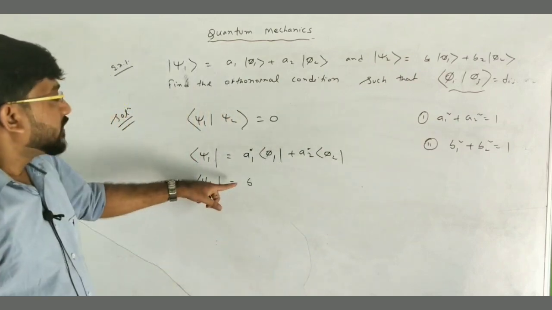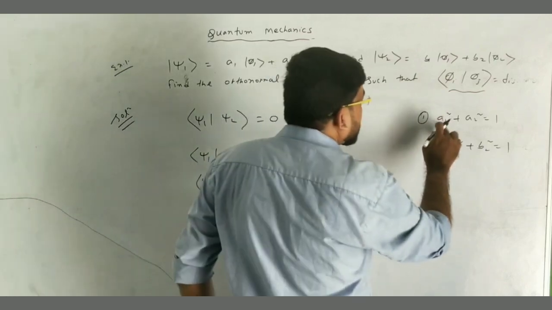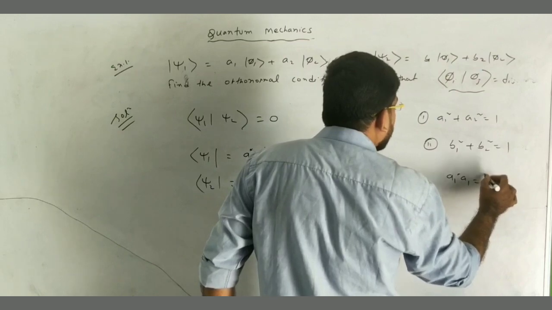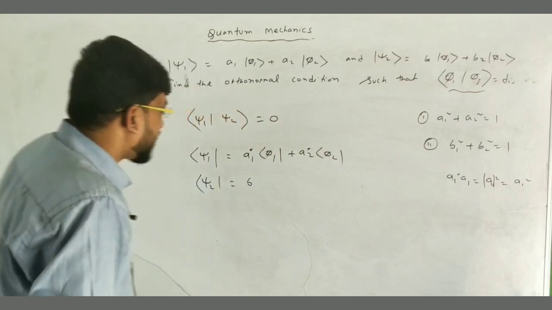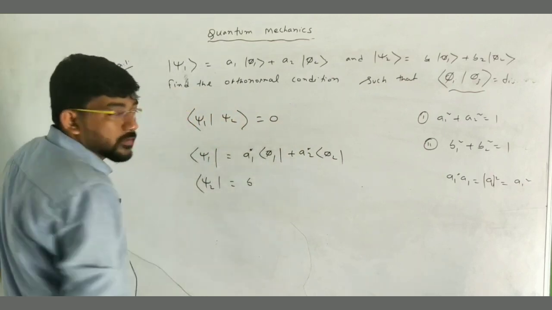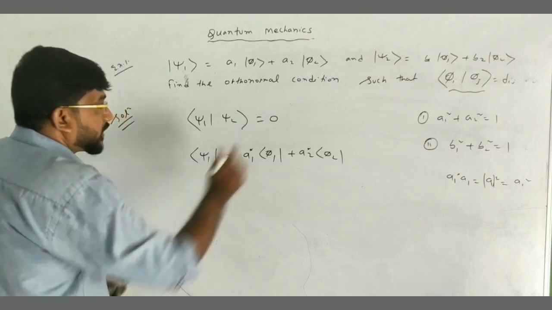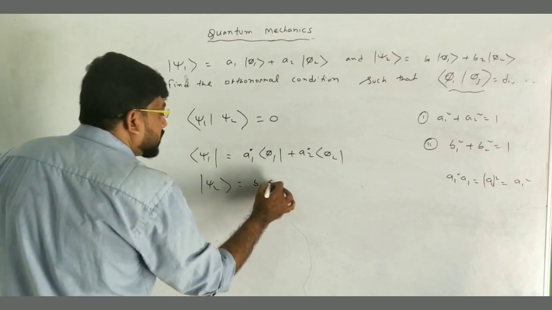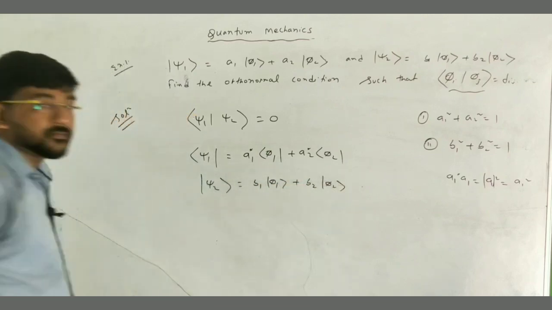But here you can see these two are different, not the same, because here you get a1 star into a1, that is nothing but mod a1 square. So, that you can simply write as a1 square, but here you can't. So, you have to write the complex conjugate for the bra vector. So, a1, a2 will be complex numbers, but for the ket vector psi 2 we will write simply b1 phi 1 plus b2 phi 2. Okay.